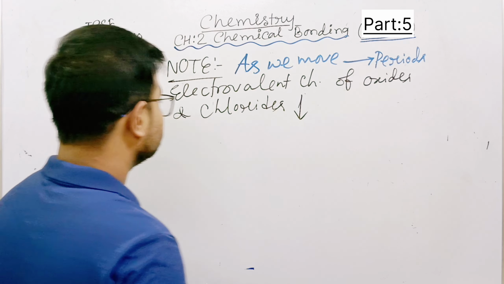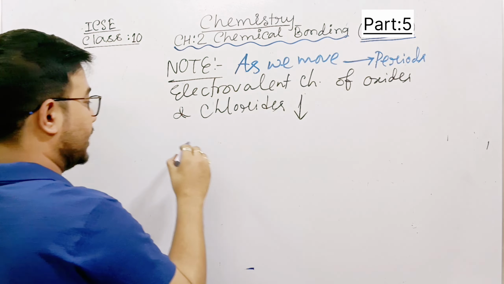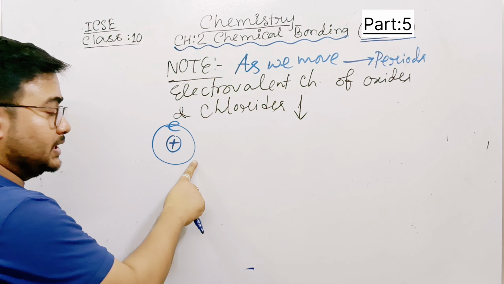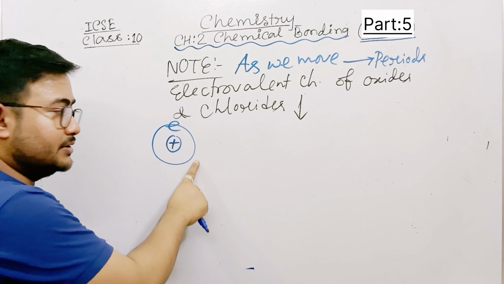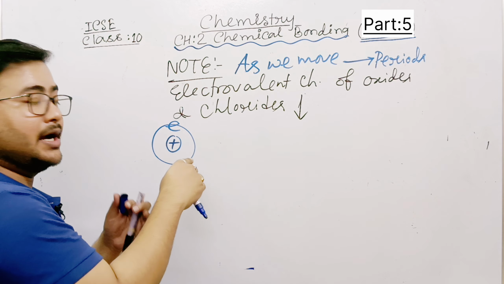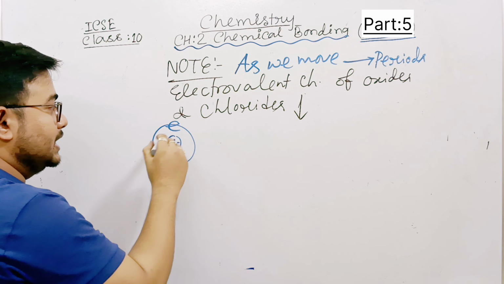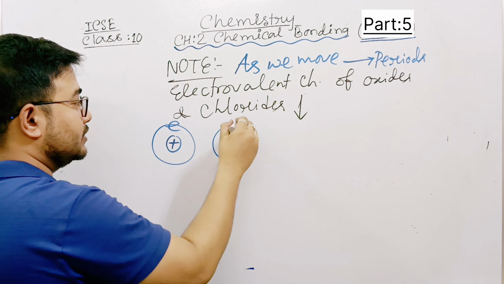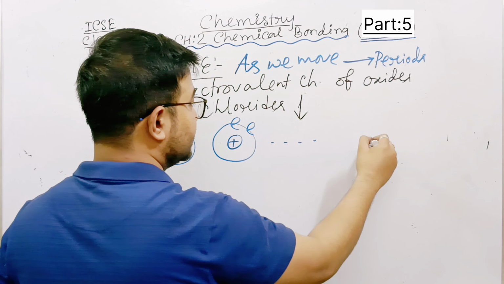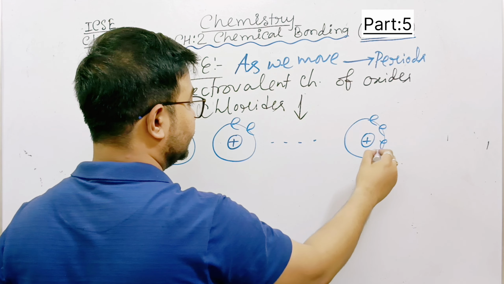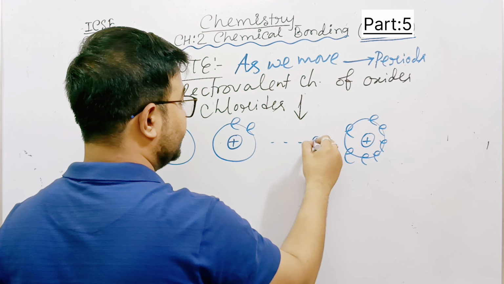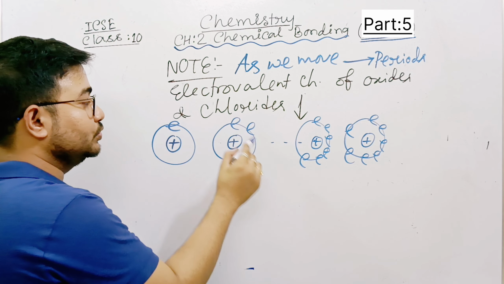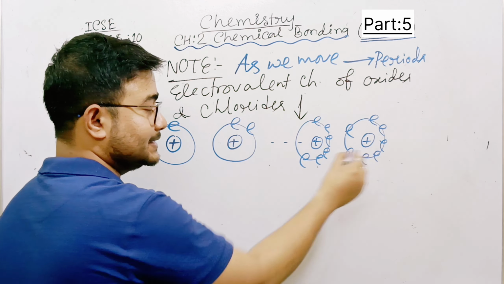Look at the board. Tell me, as we move left to right. Suppose I consider the first element. Don't make this mistake, it is not the first shell. I consider the valence shell, that is the last shell. As we move left to right, the last shell contains, suppose, 1 electron, then 2, then 3, then 4, then 5, then 6, then 7.